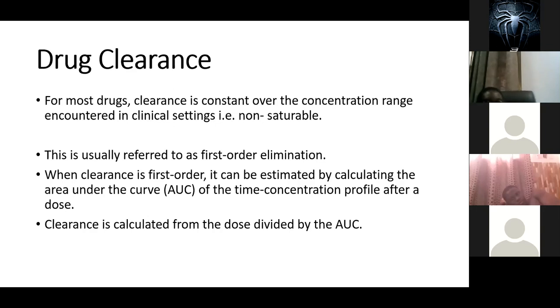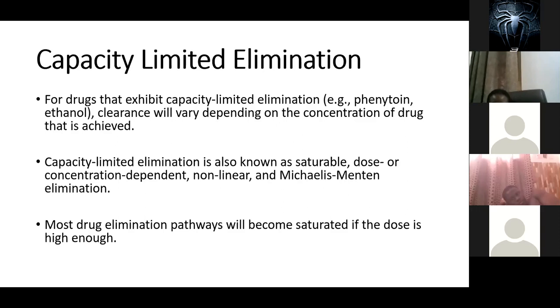And if you have a graph of the time plotted against the concentration of the medication, then the area under the curve is the clearance. So there are two types of clearance. We have capacity limited elimination, in which the clearance depends on the concentration of drug that is achieved. So for example, phenytoin or ethanol, that's alcohol. In this case, it is a non-linear graph.